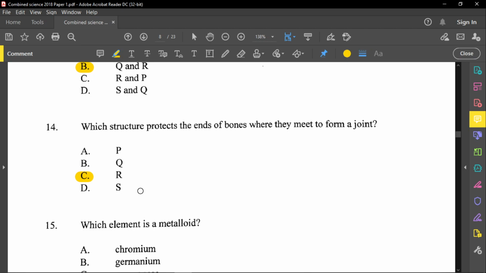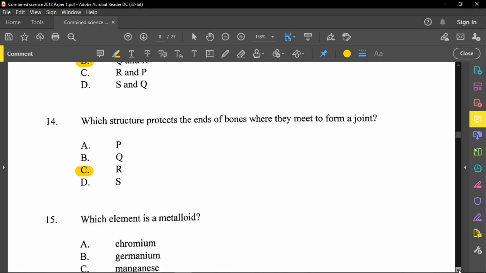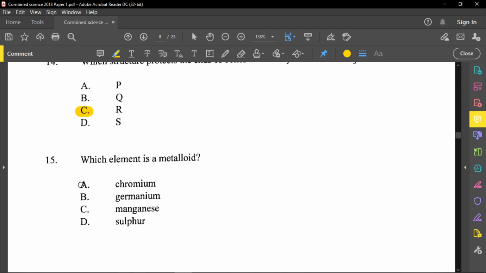All right, number 15, it said which element is a metalloid, and you can go back on the periodic table, you will see it. Chromium is a transitional metal, so that cannot be. All right, germanium is the answer. So you notice you see fall on the staircase. And then manganese is a transitional metal, and then sulfur is a non-metal. So the answer there is germanium.